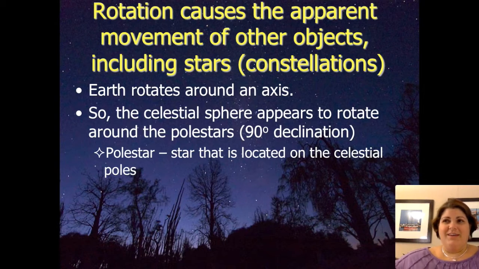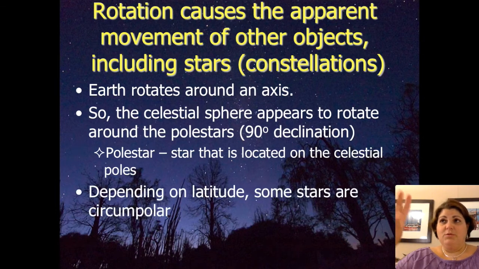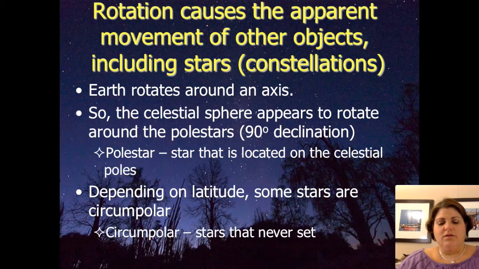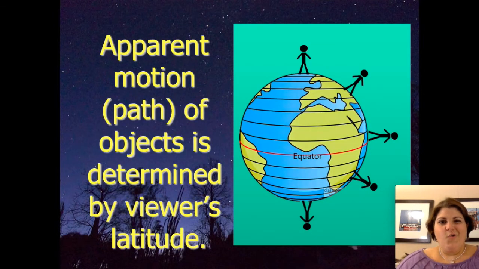As the Earth rotates, all the objects appear to move around the pole stars, and depending upon your latitude, some objects move around the pole stars and are so close to that pole star that they never seem to set. We call this circumpolar. As I mentioned, your latitude determines how this looks. So some stars in some areas are all circumpolar, and in other areas only the pole star is circumpolar.